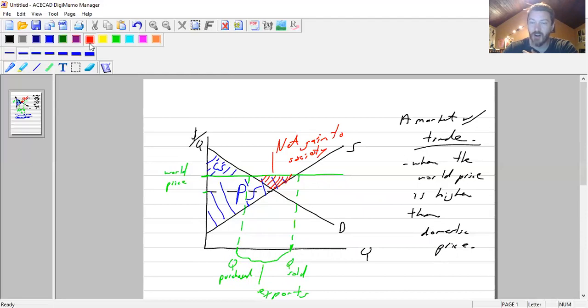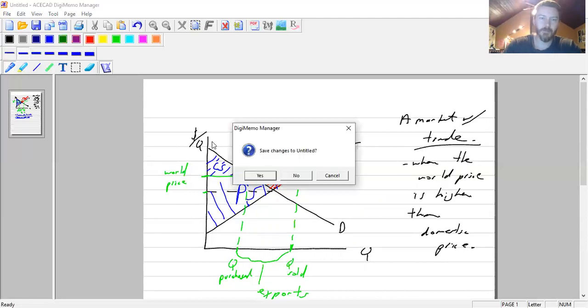Economists in general are in favor of free trade, and this is exactly why. Even though free trade hurts some people and makes some people better off, free trade ultimately leads to a net gain in benefits for society.